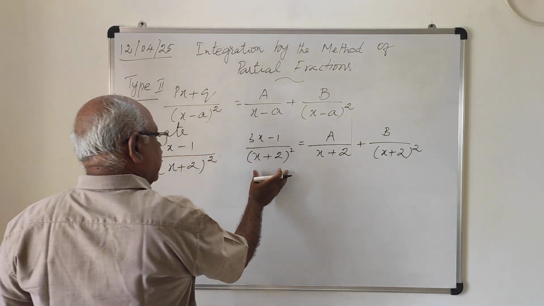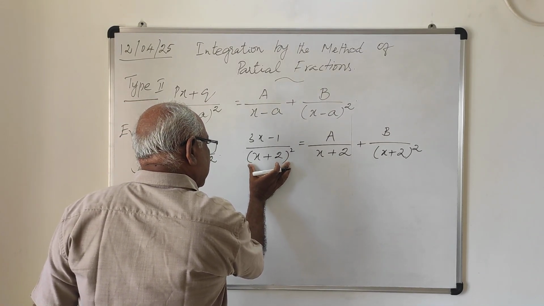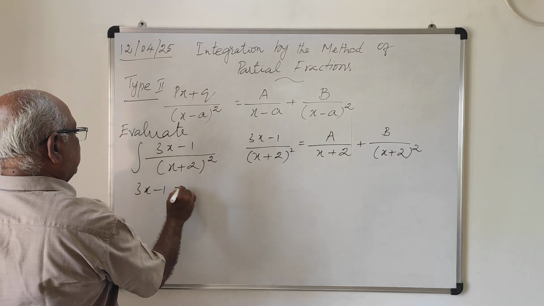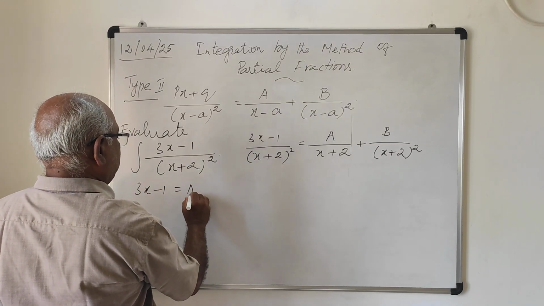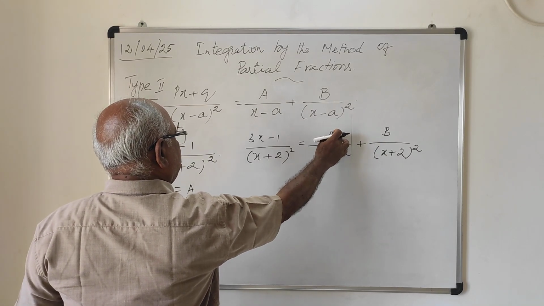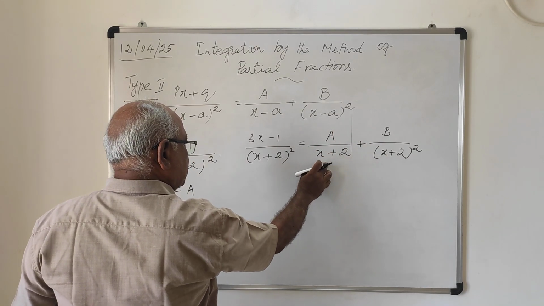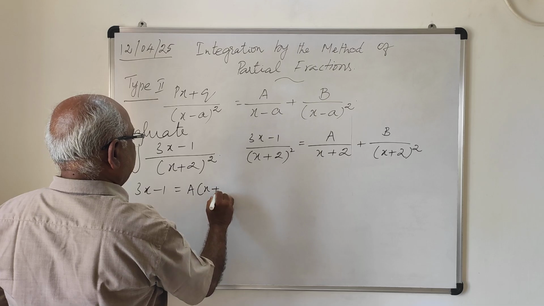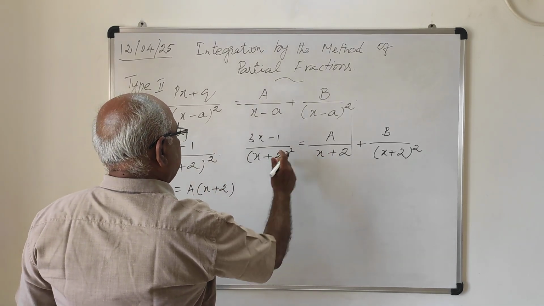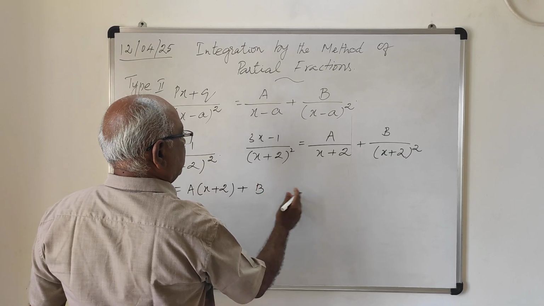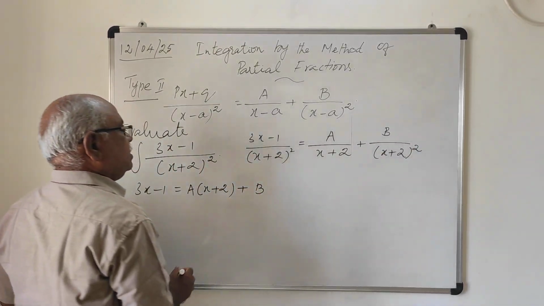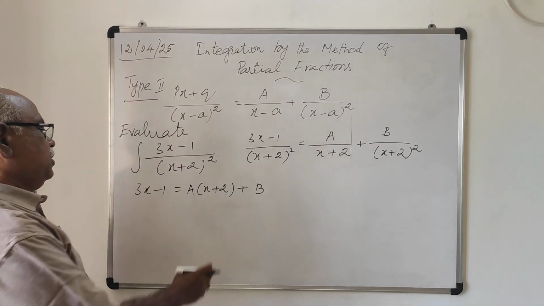Now, by the principle of LCM, you take the denominator term to the right hand side. By the usual method, 3x minus 1 equals a into x plus 2 whole square by x plus 2, which becomes a into x plus 2, as one term is cancelled. Similarly, plus b into x plus 2 whole square by x plus 2 whole square, cancelling numerator and denominator on both sides, you will get just b only.